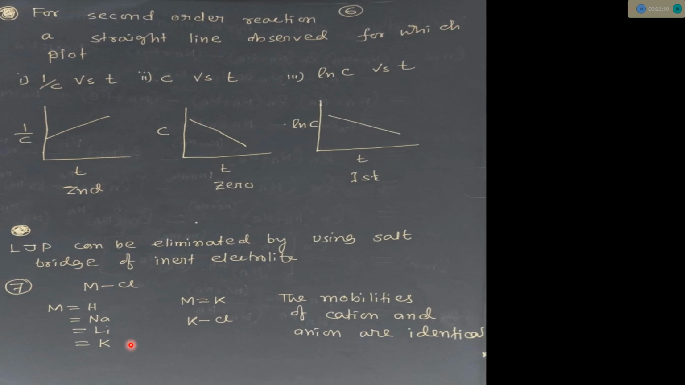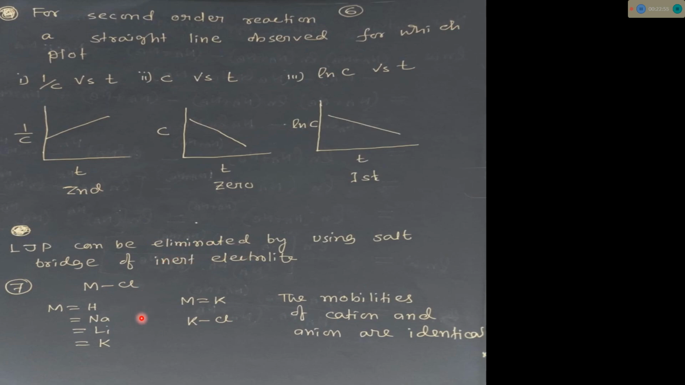So if that was the question, then obviously potassium will be the correct answer. Means KCl, or in some cases ammonium nitrate, we use to eliminate liquid junction potential. So for this question potassium is the correct answer.